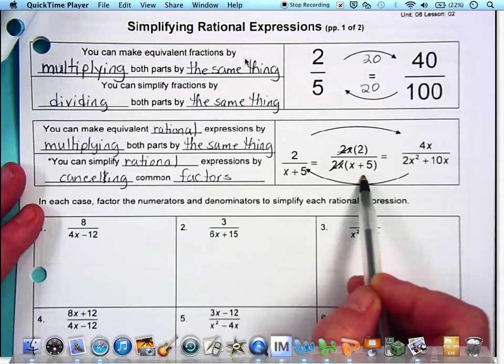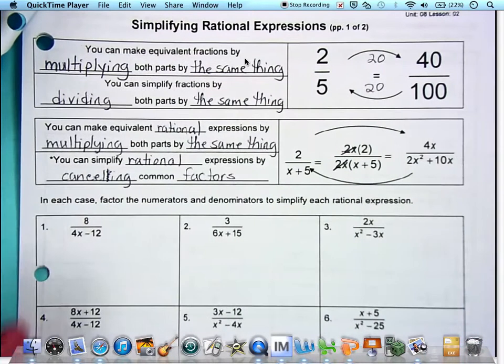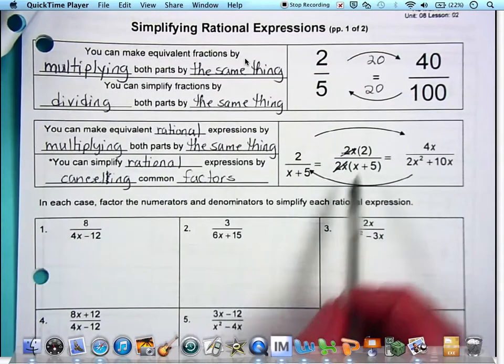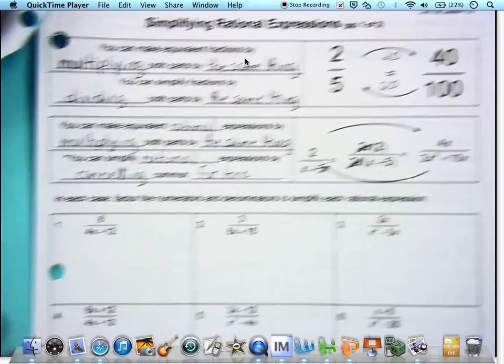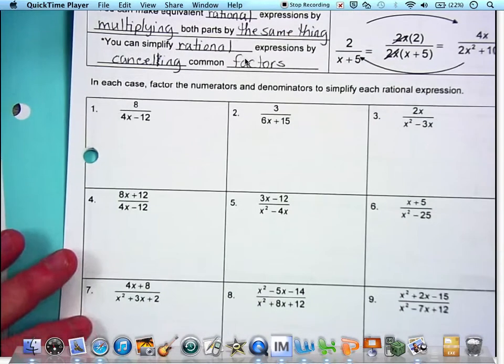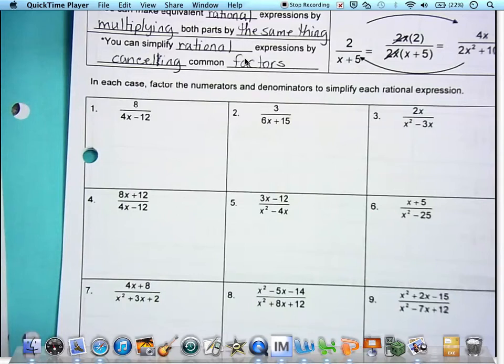Okay? All right? Okay, we're going to be doing that. We're going to be canceling out. That's what we're going to be doing here. Okay, so on number 1, divide by 2. Divide by 4. Okay, you want to divide everything by 4. Yes. Okay, that is one way to do it.